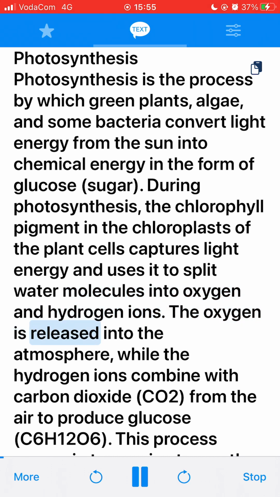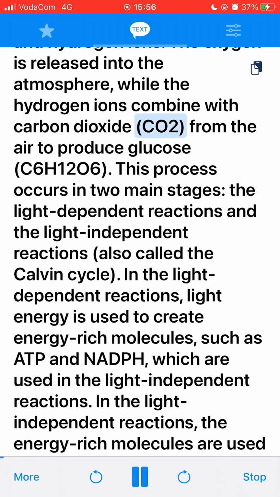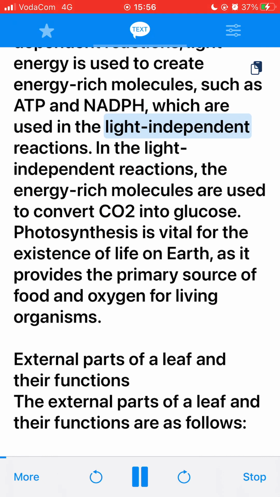The oxygen is released into the atmosphere, while the hydrogen ions combine with carbon dioxide (CO2) from the air to produce glucose, C6H12O6. This process occurs in two main stages, the light-dependent reactions and the light-independent reactions, also called the Calvin cycle. In the light-dependent reactions, light energy is used to create energy-rich molecules, such as ATP and NADPH, which are used in the light-independent reactions. In the light-independent reactions, the energy-rich molecules are used to convert CO2 into glucose.